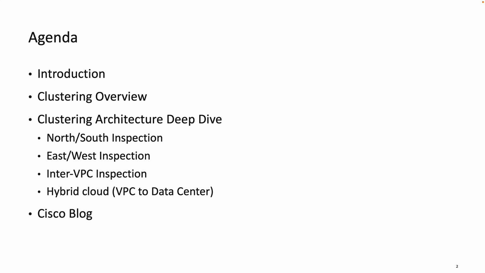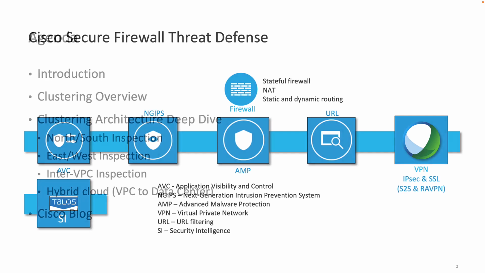I'll start off with a quick introduction where I'll talk about what exactly Cisco Secure Firewall is and how it is managed and where you can deploy this virtual appliance in AWS. Then I'll give you a quick overview of clustering. And then we will deep dive into the architecture of clustering, where I will cover north-south use case, east-west use case, inter-VPC use case, and hybrid cloud use case. And in the end, I will share a blog where I have added a lot of information about Cisco Secure Firewall, threat defense, and clustering, and how you can deploy clustering in AWS.